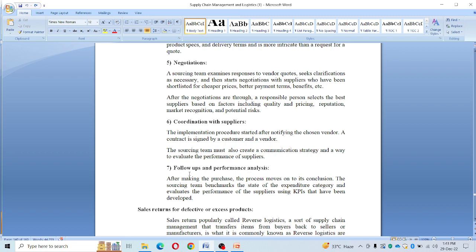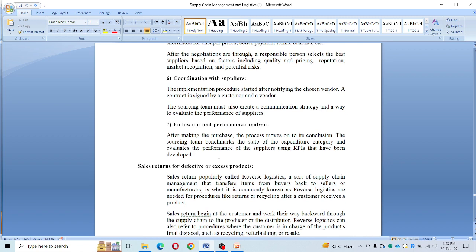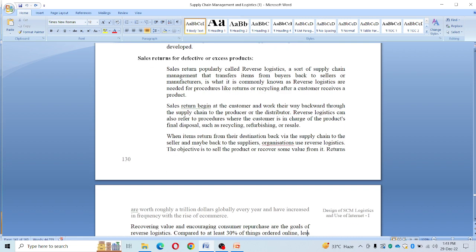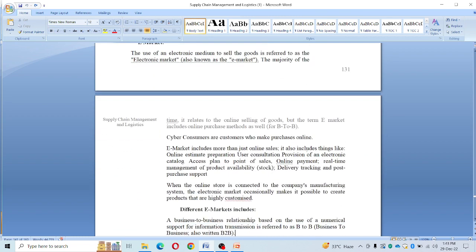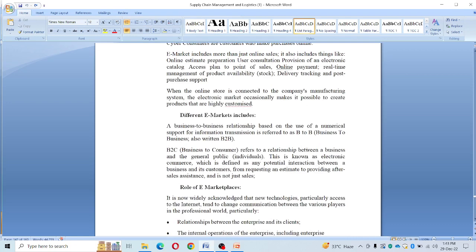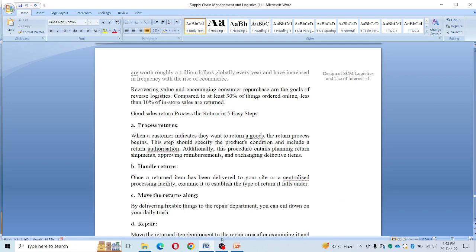Then of course there will be follow-ups and performance analysis. Now what are these follow-ups and performance analysis? Wherein we are trying to measure each supplier based on the QCD factor, that is quality, cost, delivery, which are obviously considered as KPI, that is key performance indicators. So this way sourcing or procurement also follows certain steps. It also follows certain guidelines through which we are trying to gauge the suppliers.